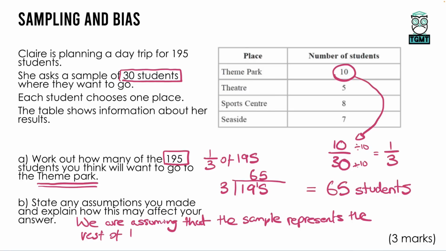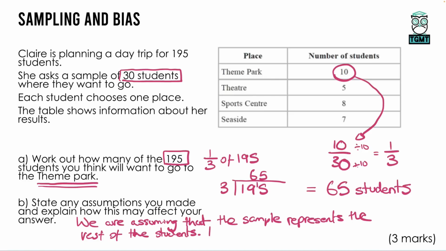So if we are assuming that the sample represents the rest of the students, of course there is a scenario where it doesn't. It might be that they are the only 10 people that want to go to the theme park, and then of course our answer would be a lot lower. It might be that everybody else outside of those 30 wants to go to the theme park. The two extremes there, but that would mean a lot more would want to go to the theme park.